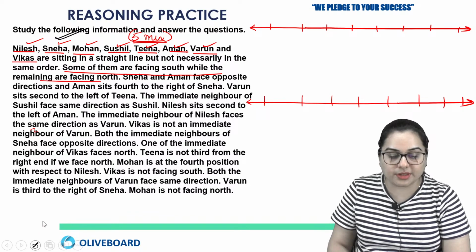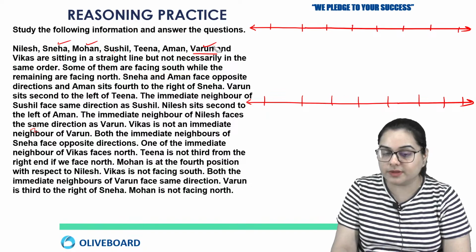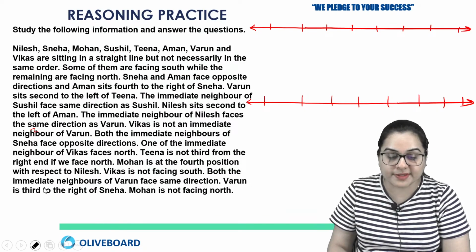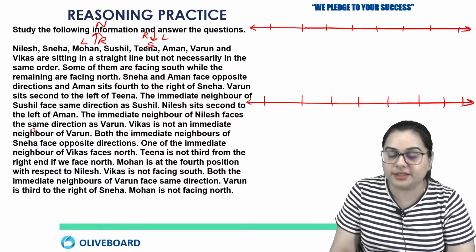Now this is your whole information. The first thing you should do while solving such questions is always mark the left and right of north and south facing, because that is always going to help you. You have to mark an arrow for north facing and define their left and right, and mark an arrow for south facing and define their left and right.